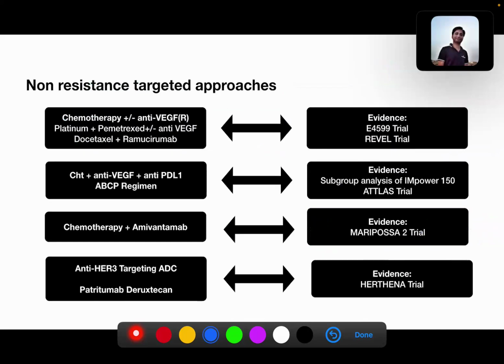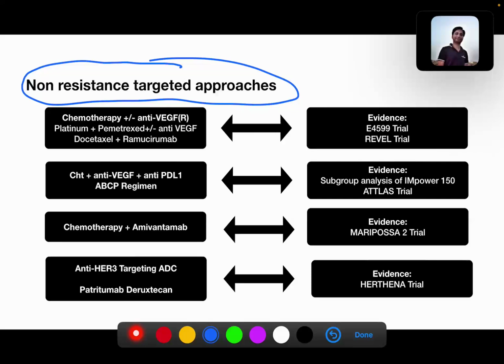Now, coming to non-resistance targeted approaches. You can give these regardless of what resistance mutation mechanism comes, or suppose you don't find a resistance mechanism on progression, you can give these regimens. One of them is chemotherapy plus anti-VEGF inhibitor. You can give docetaxel plus ramucirumab based on the REVEL trial, or platinum plus pemetrexed plus bevacizumab based on the E4599 trial. So combine chemotherapy with a VEGF inhibitor.